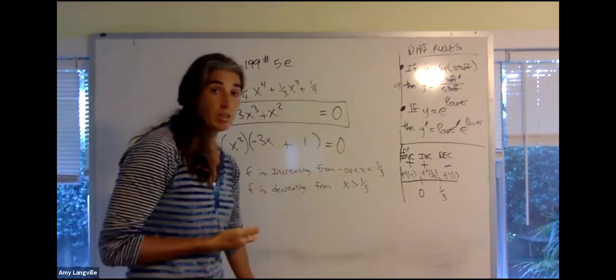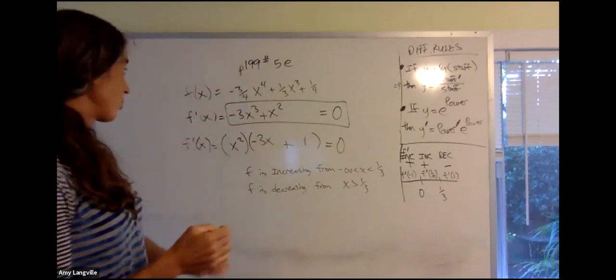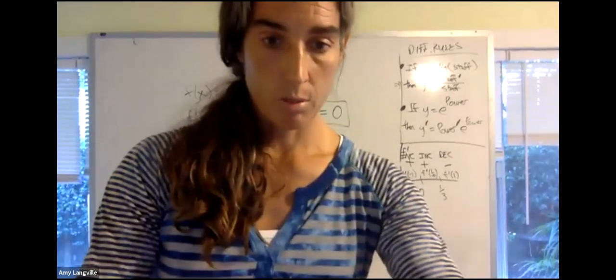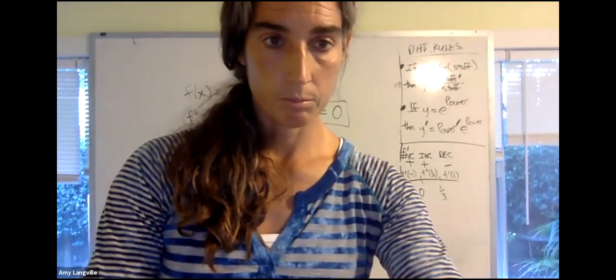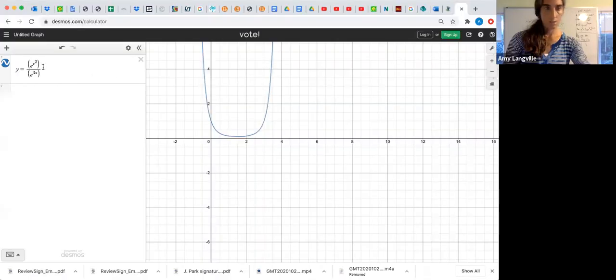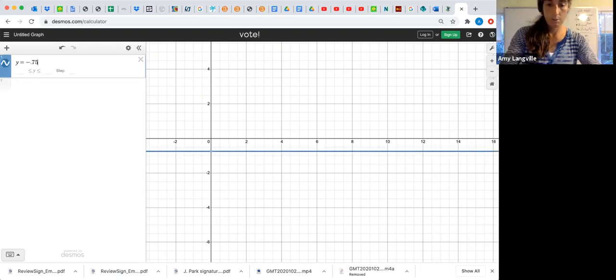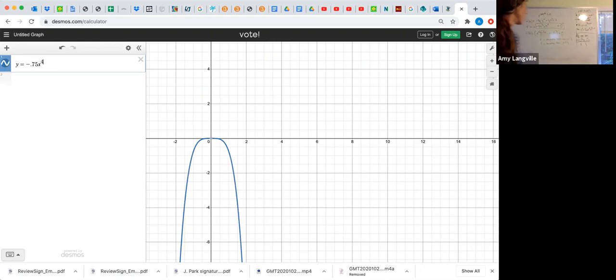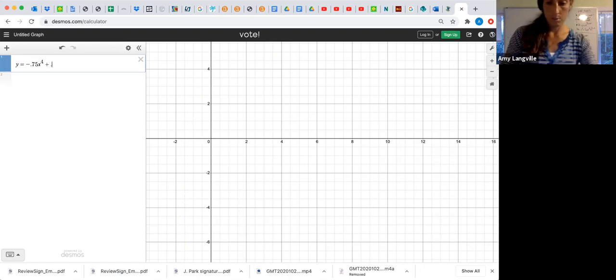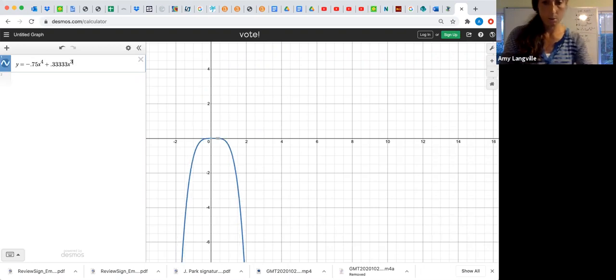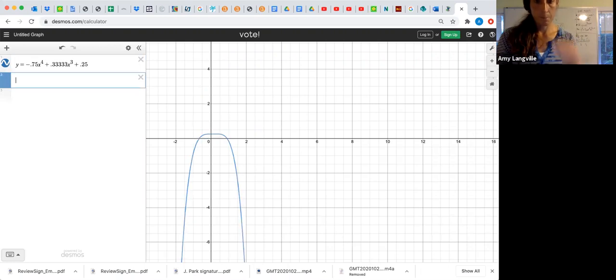And then you could always check your work. So let's see if Desmos gives us a better picture for that original function. So let's check this one out. One more screen share. And let's change to this polynomial, minus 0.75 x up to the 4th plus 0.33333, just because I don't feel like doing the fraction, x cubed plus 0.25.